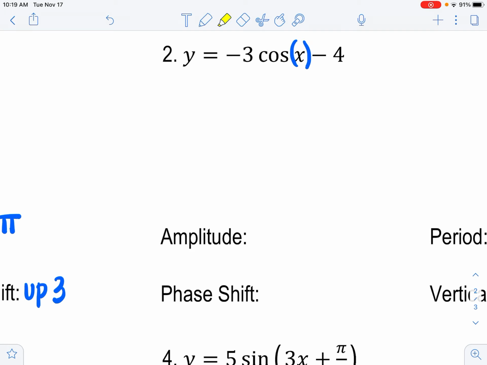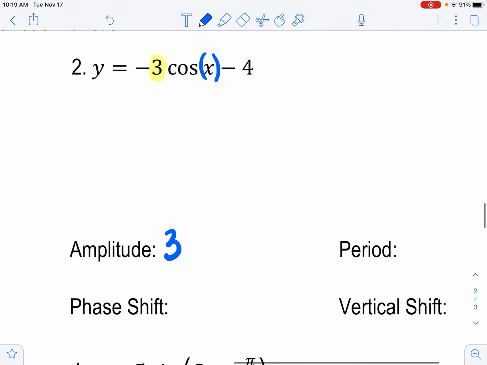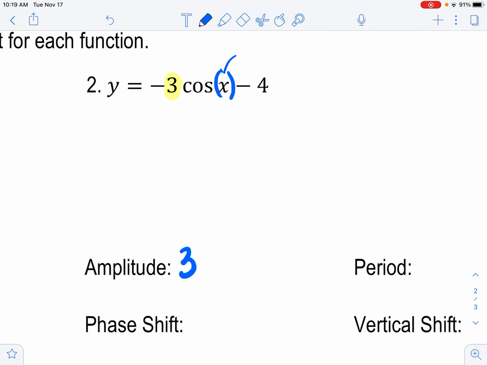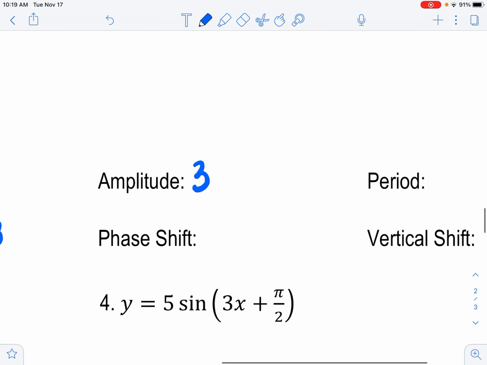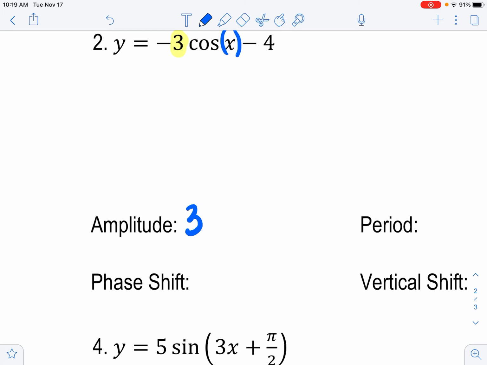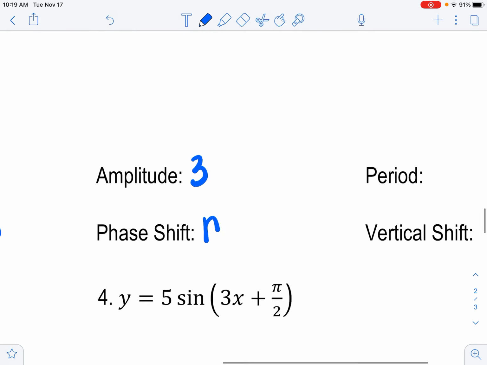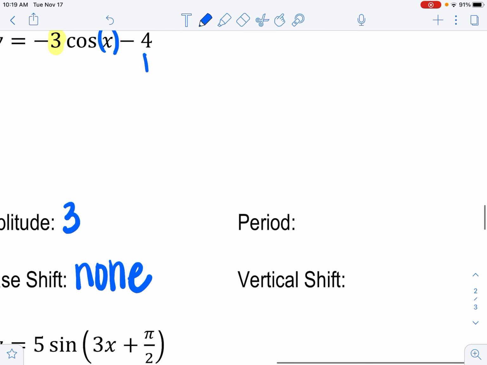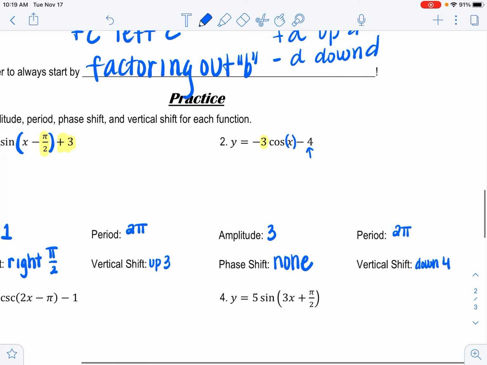All right, amplitude. Amplitude is the a value. Remember, it's the absolute value of the a value. So the amplitude is 3. Phase shift. If I look inside my parentheses right here, there's nothing being added or subtracted off of x. So there is no phase shift. So we're going to say none. Vertical shift, that's this right here, down 4. And then once again, the period is 2 pi divided by b. b was 1, so it's 2 pi.